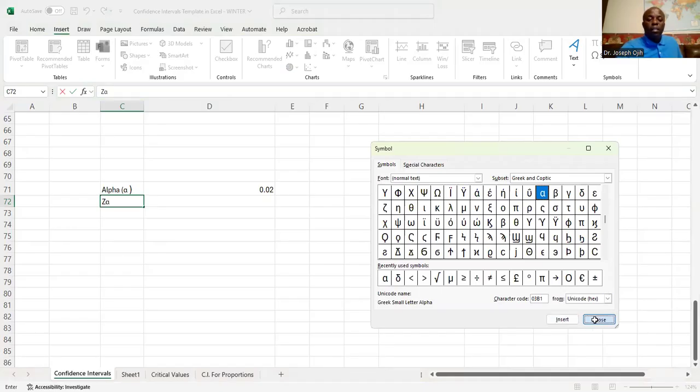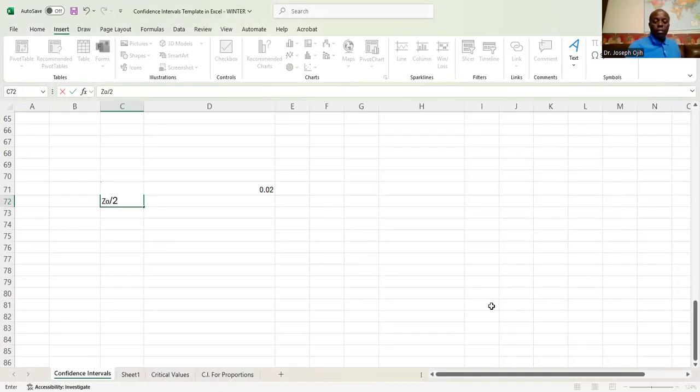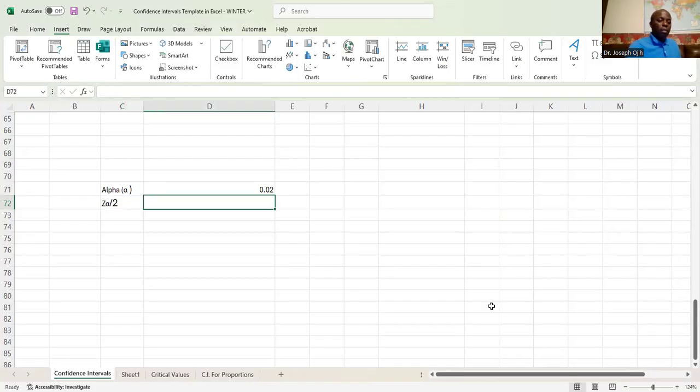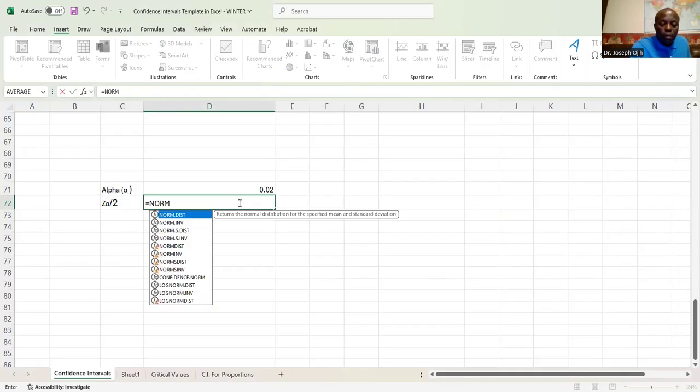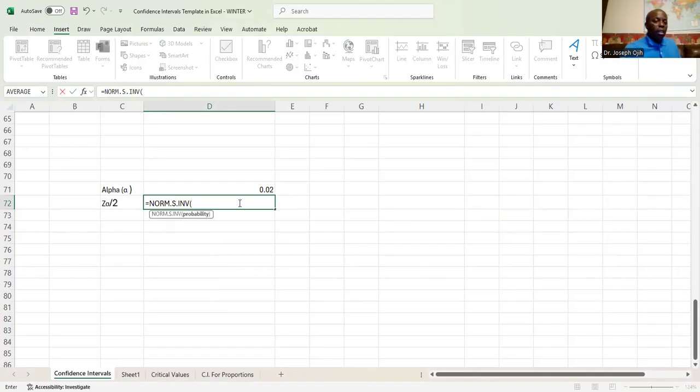Oh, my mistake. So critical value z, that's what it is. Critical value z equals NORM.S.INV, opening parenthesis. Click on probability, this right here. Actually 1 minus alpha over 2, 1 minus alpha over 2.